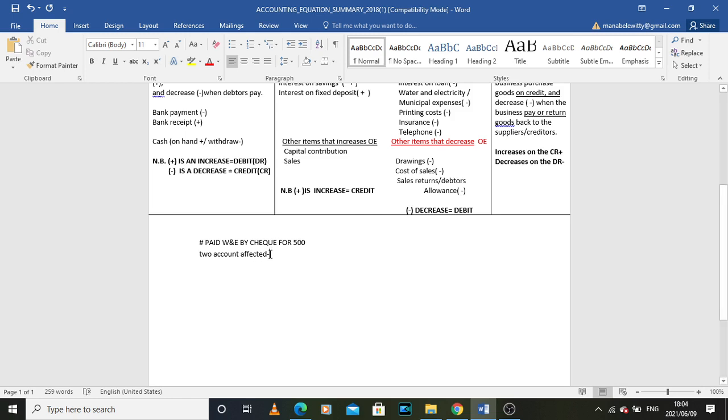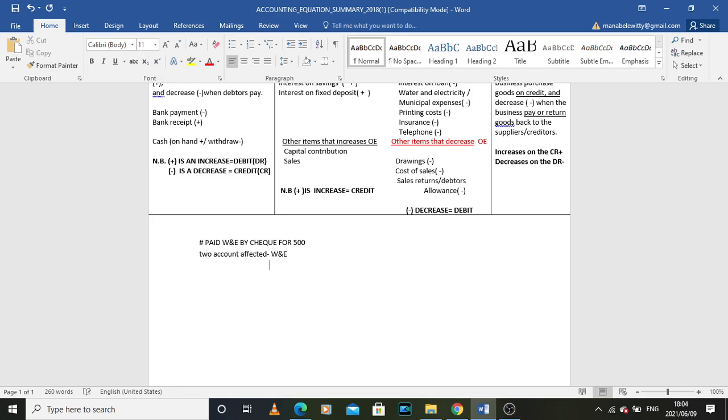Always, when accounting for two accounts affected in a transaction, you will be given one account affected. The other one, you must understand the nature of a transaction. In this case, the first account that is affected is water and electricity. That's the first account affected.